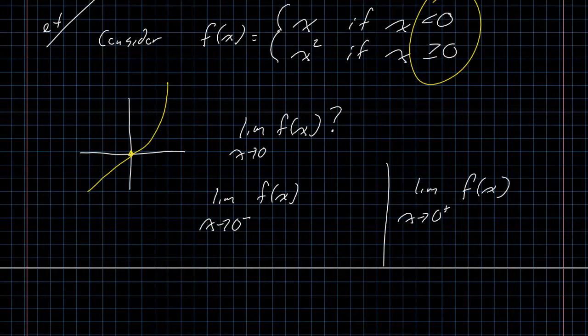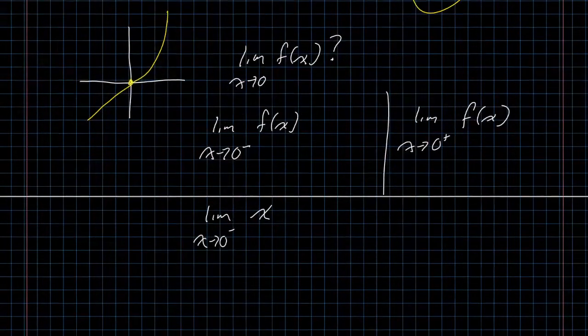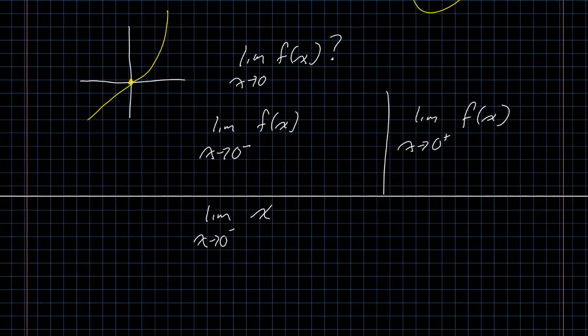In our definition of the one-sided limit, as x approaches 0 from the left, that means that x minus 0 is between negative delta and 0. It's less than 0. And whenever x is less than 0, this function has a definition of x. So we're looking at the limit as x approaches 0 from the left of x. And we know how to deal with the limit as x approaches anything of x. It just gives you that thing.